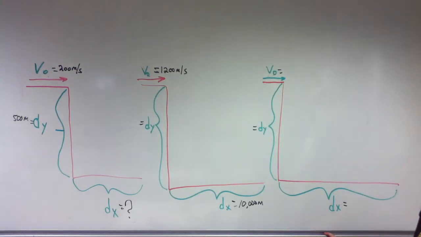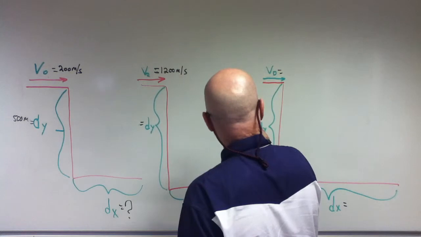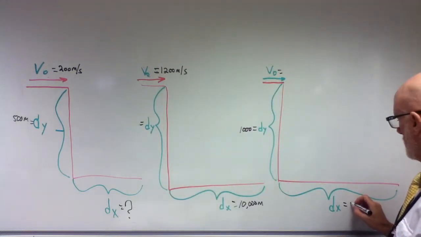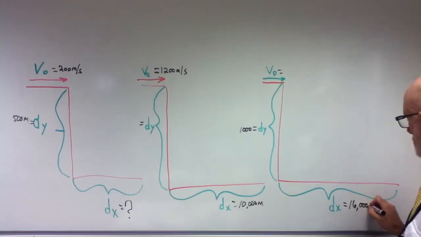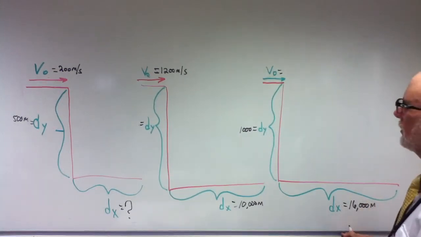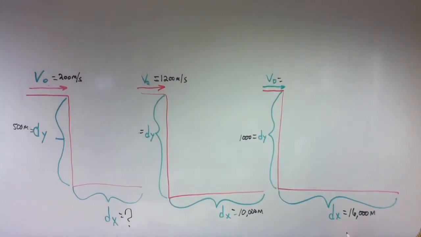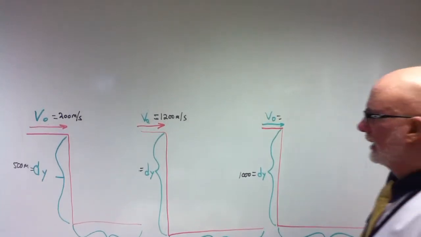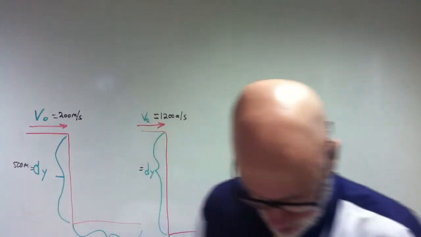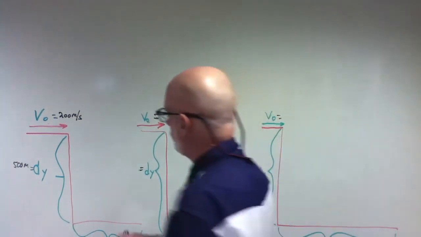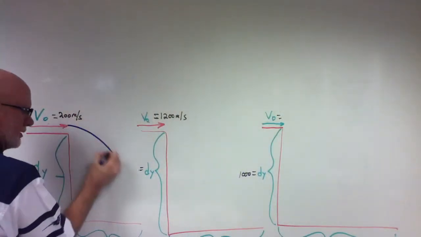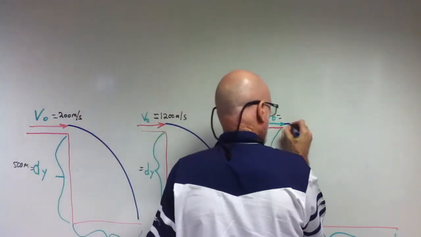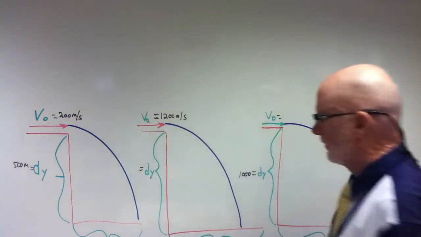What else do we need? We'll say this one is 1,000, and this one we'll say 16,000 meters, and we want to know how fast that is. Is that it? Okay, so we can draw in the trajectory.